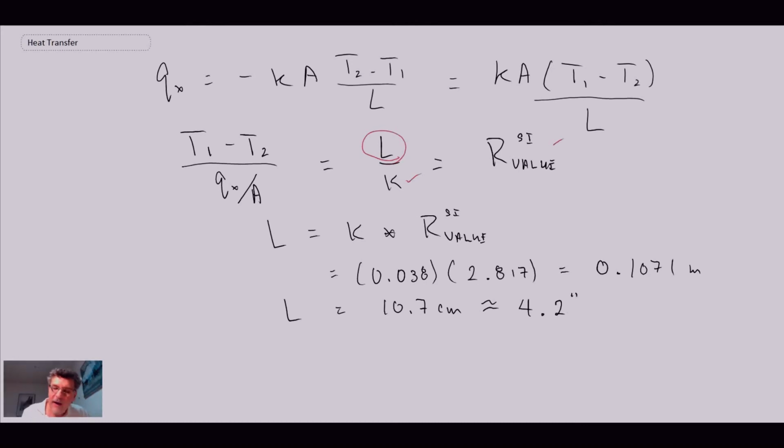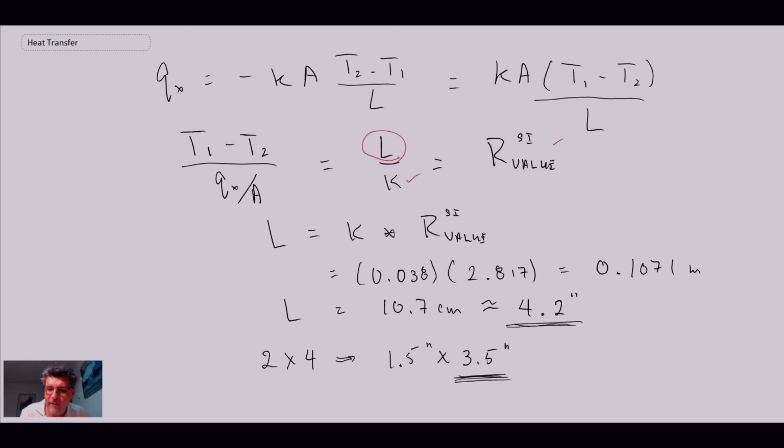Now 4.2 inches is what we're getting, and if you look at a 2x4 wall, which is standard construction in North America, those are the dimensions. It's not 2 inches by 4 inches, it's 1.5 inches by 3.5 inches. So what that means is that with a thickness of 4.2, a 2x4 wall with 3.5 inches thick, if this thermal conductivity is correct, it would be a little less than R16.